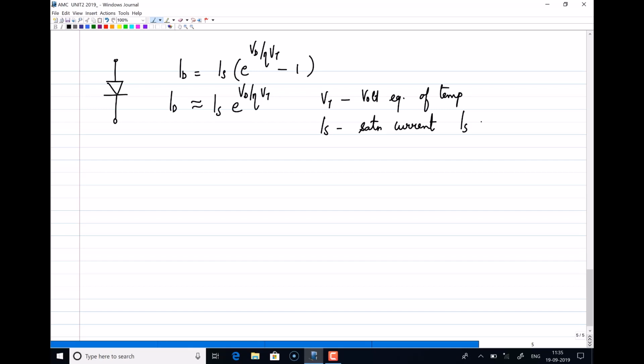So the saturation current again depends on many other things. I can say one thing: the saturation current depends on the area of the junction. It is proportional to the area of the junction and inversely proportional to the width of the junction. Maybe this I'll tell with respect to the transistor. So IS is the saturation current.